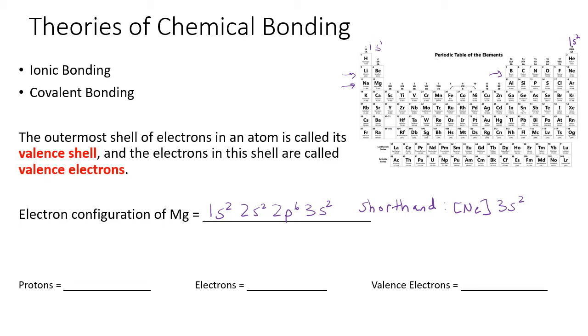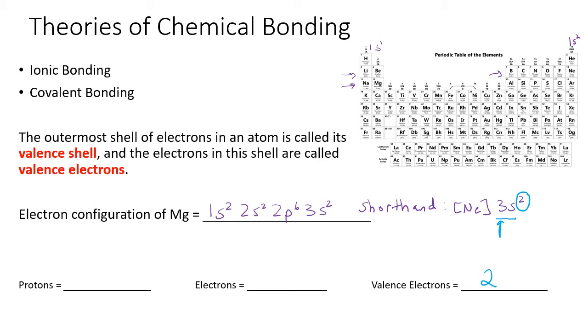And that's a really quick, easy way to see what your valence electrons actually are and what your outermost shell is. So our valence shell in this case is the 3s, because that's our highest value of n, which is 3. And those electrons that live in that valence shell are our valence electrons. So we have 2 of them in the case of magnesium.